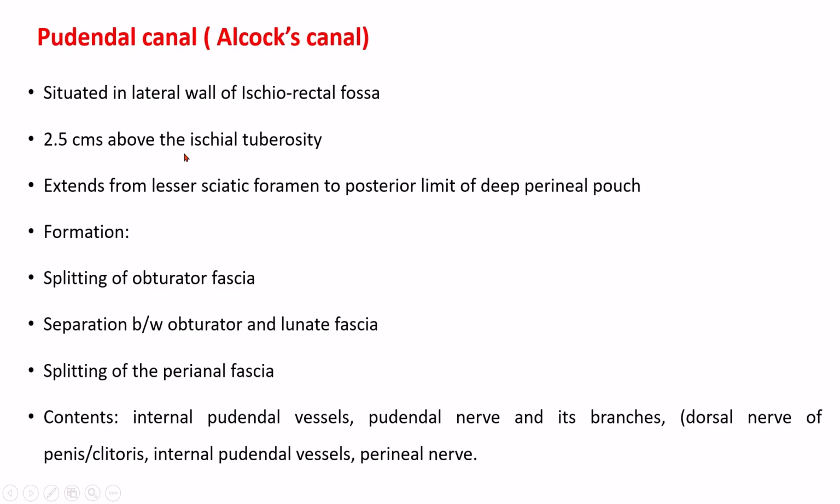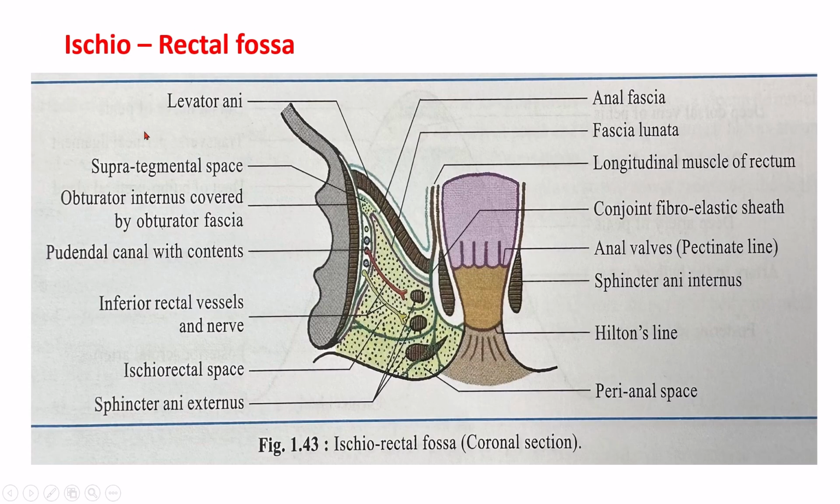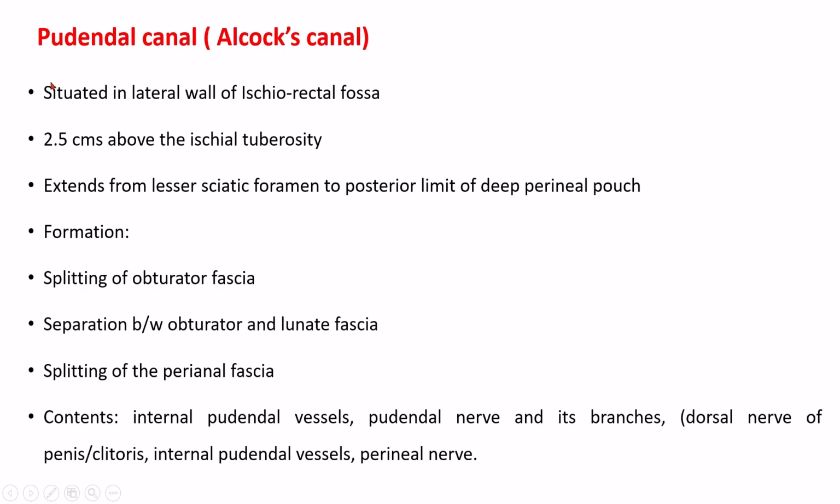Now, if you observe here, this is the pudendal canal. It is formed either by splitting of the obturator fascia, or by the separation between the lunate fascia and obturator fascia, or sometimes by the splitting of the perianal fascia. It is situated in the lateral wall of the ischiorectal fossa, 2.5 centimeters above the ischial tuberosity, and extends from the lesser sciatic foramen to the posterior limit of the deep perineal pouch.